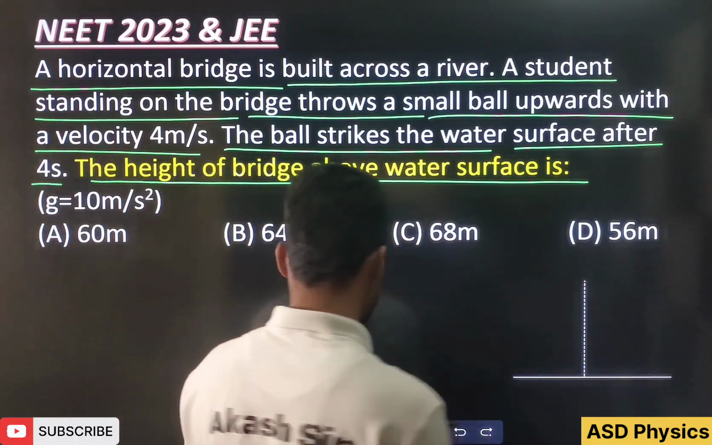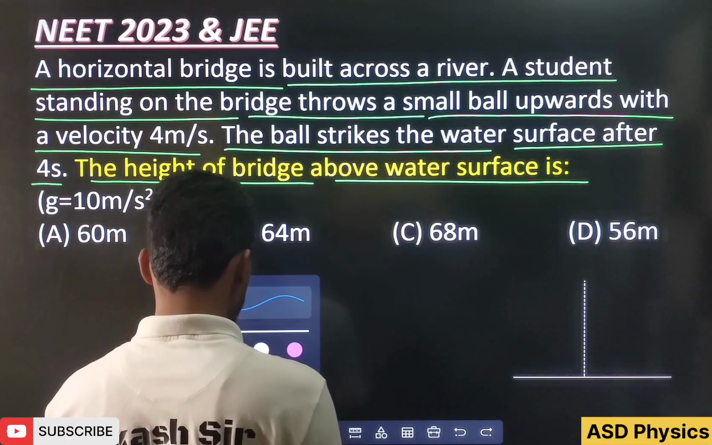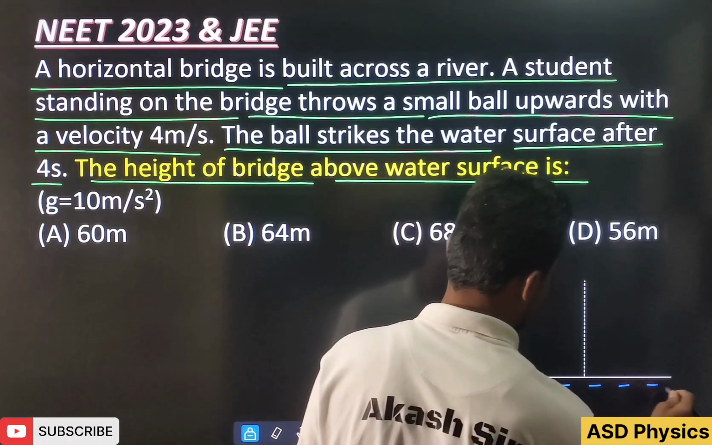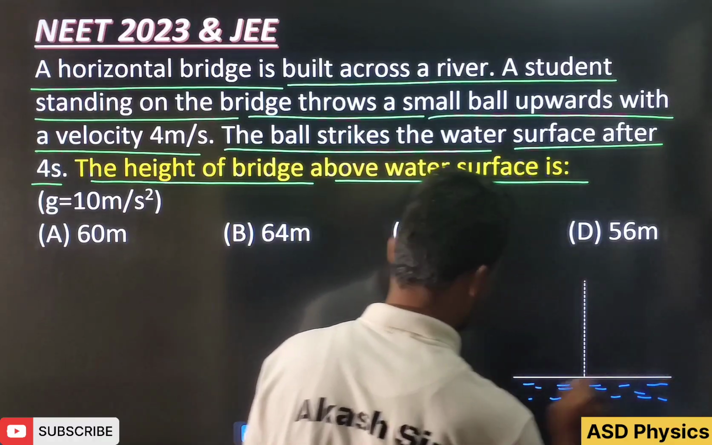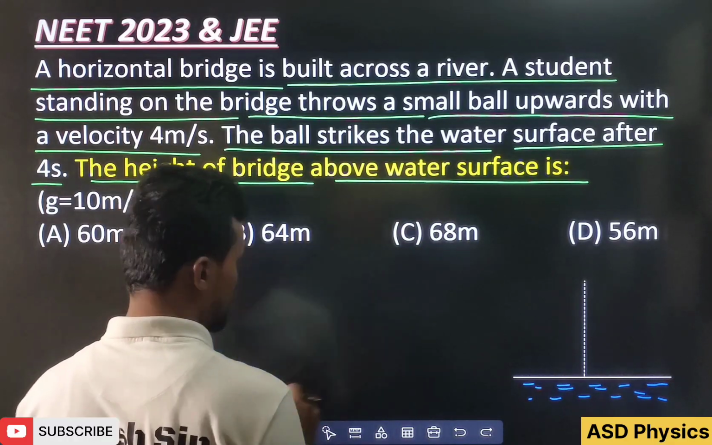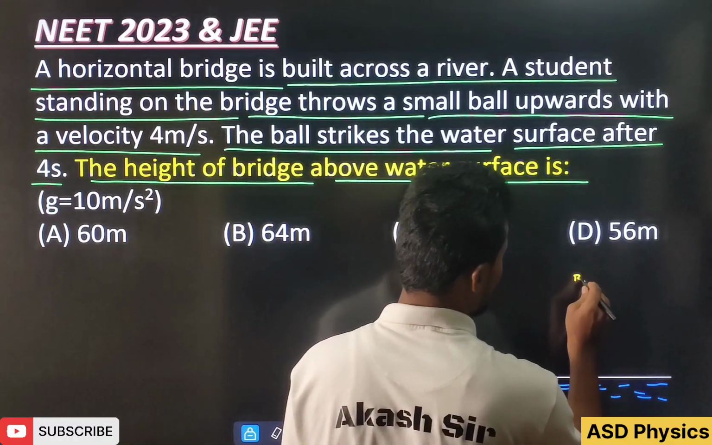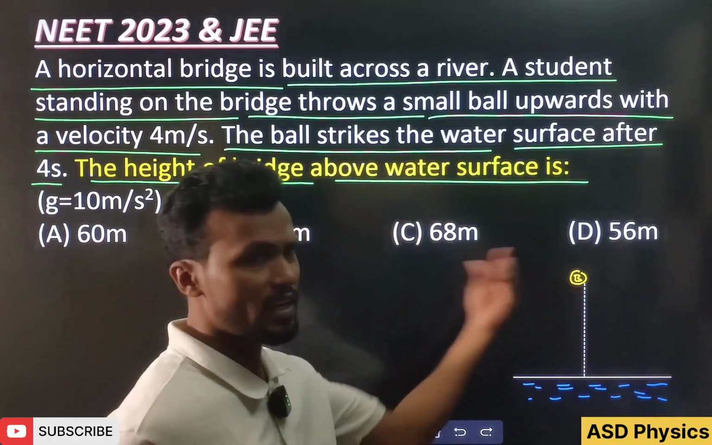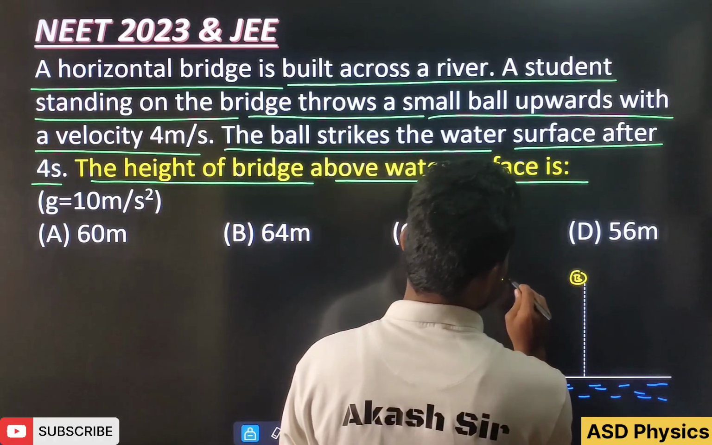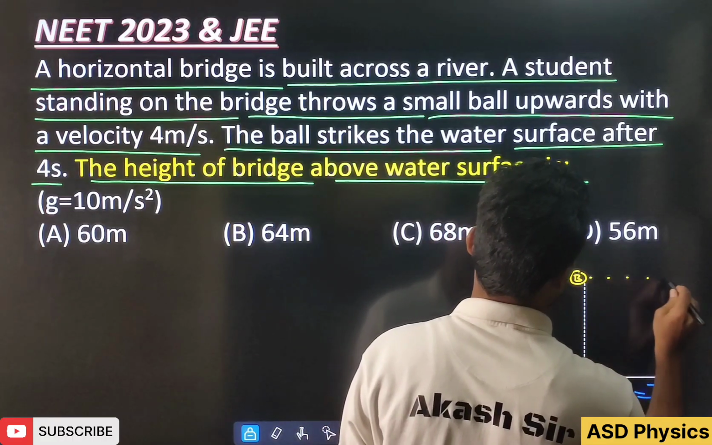So let's take here the water. This is the water, and this is the water surface. Just for indication purposes, here this bridge is there. The bridge is going like this. I have represented it like this. You can write here, this is the bridge.